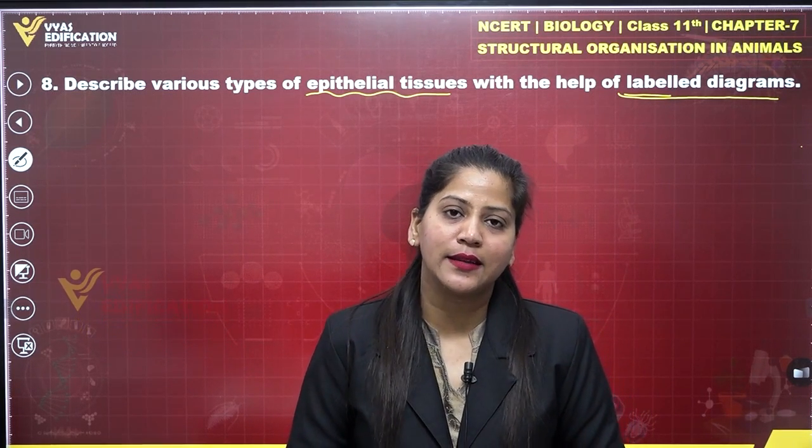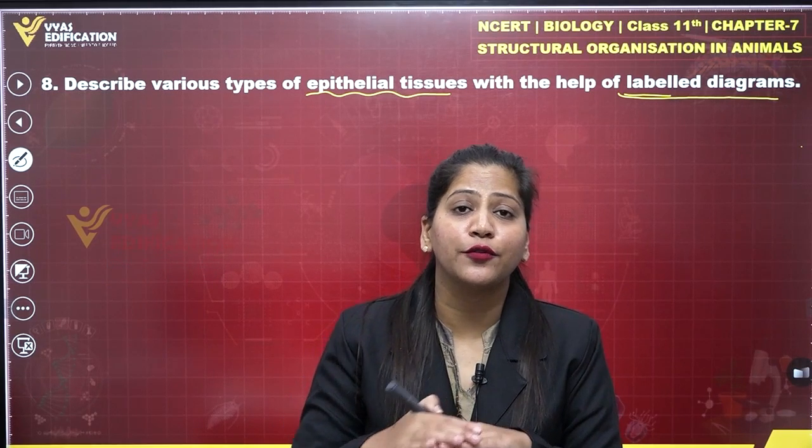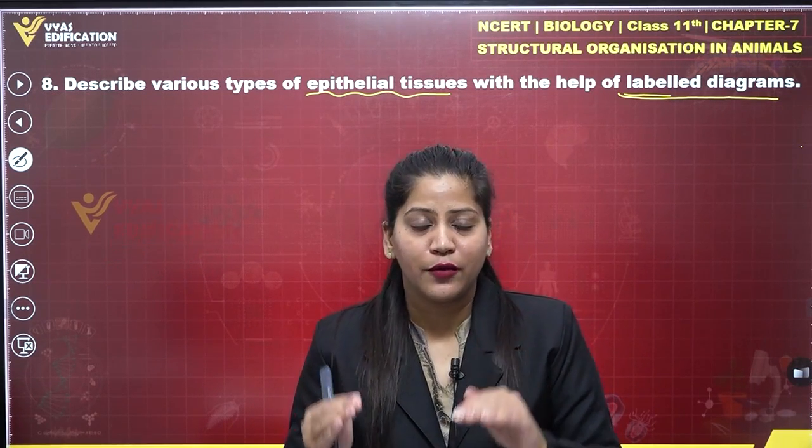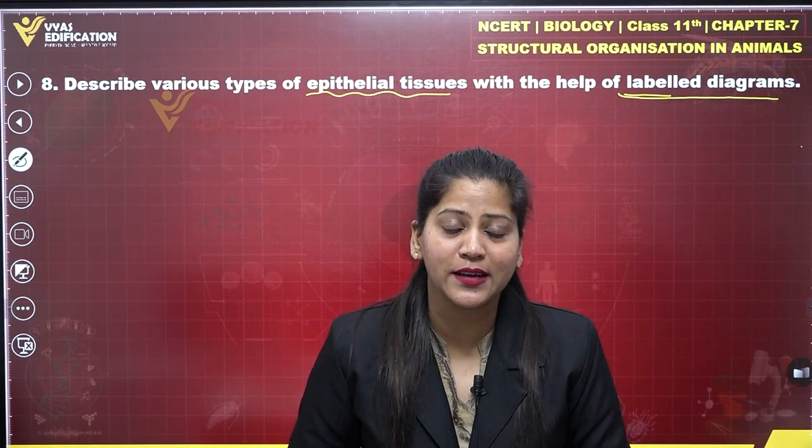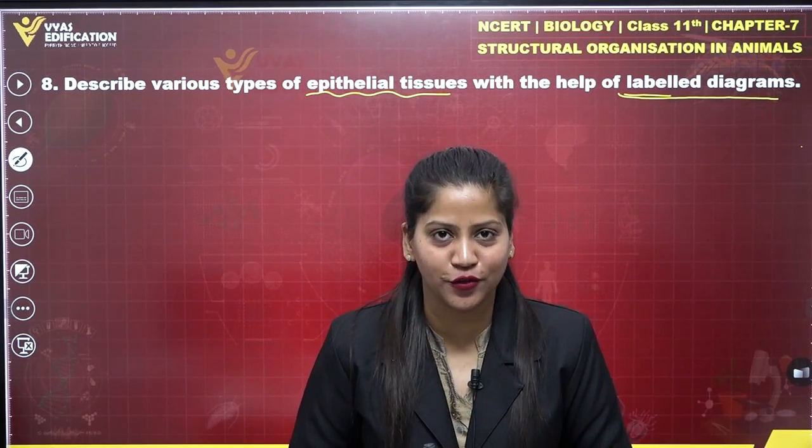What is epithelial tissue? Epithelial tissue is actually a tissue which lines the surface of a body, right? We have various kinds of tissues present in our body, or we can say that our body is actually made up of various kinds of tissues, right?